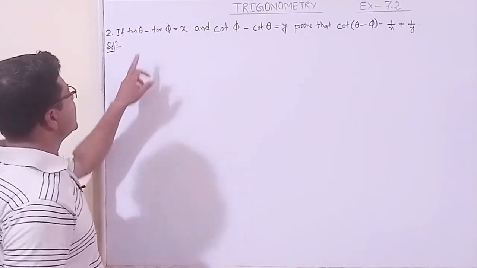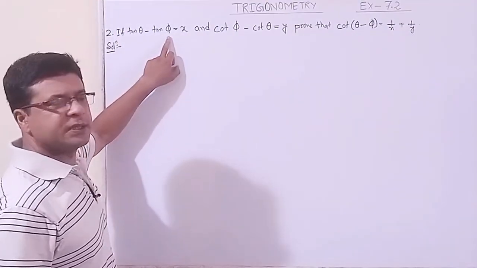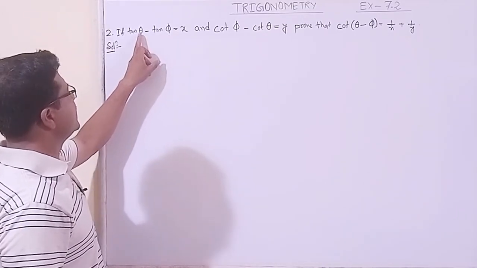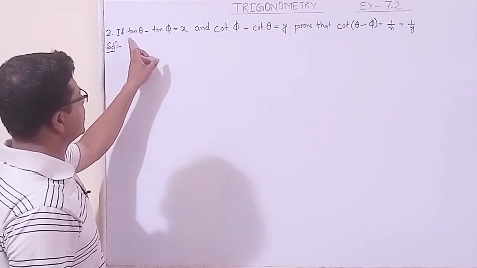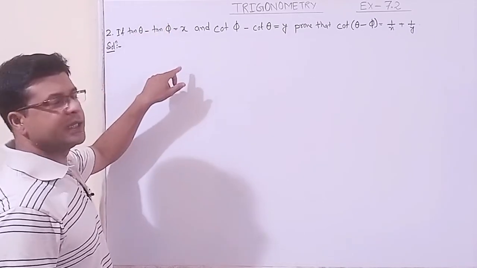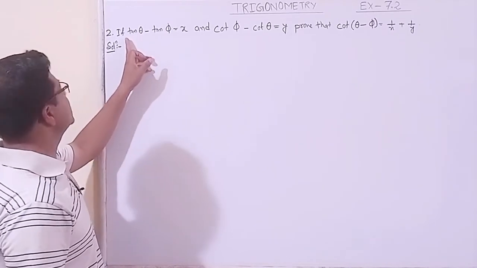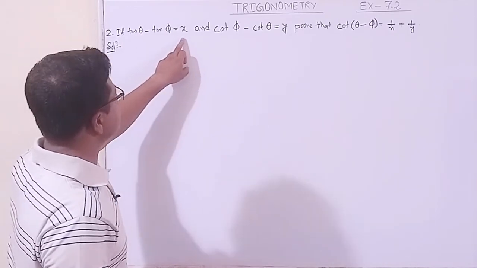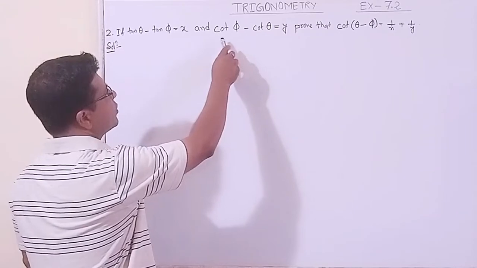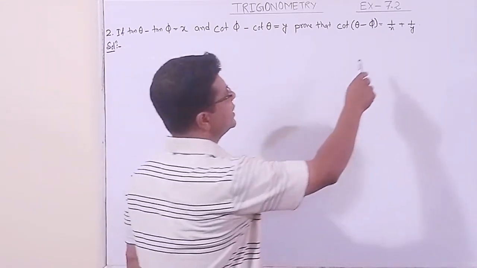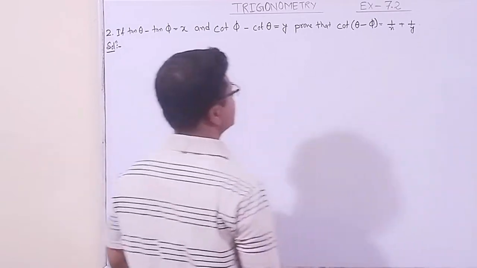Here the question is, if tan theta minus tan phi. This is theta and this is phi. Okay, let us read the question. If tan theta minus tan phi equal to x and cot phi minus cot theta equal to y, then prove that cot of theta minus phi equal to 1 by x plus 1 by y.